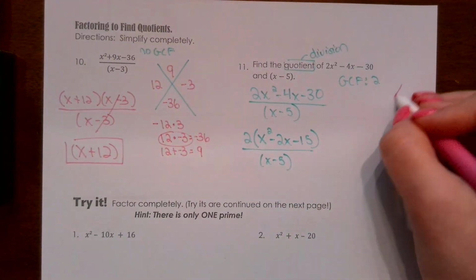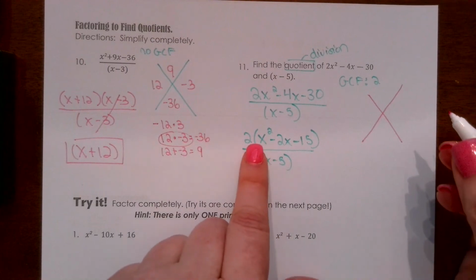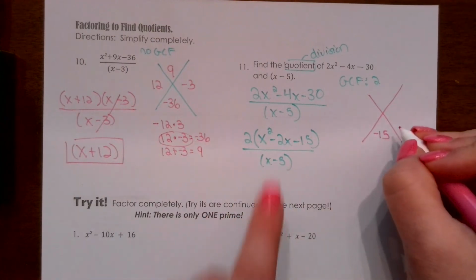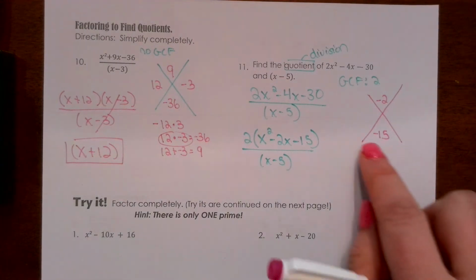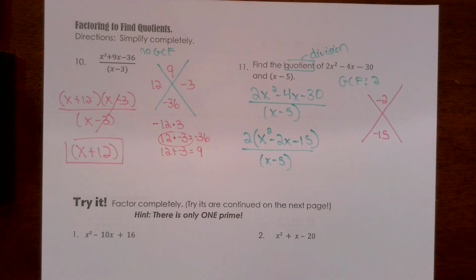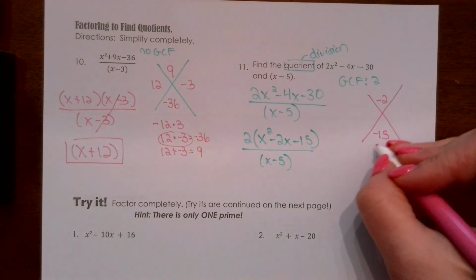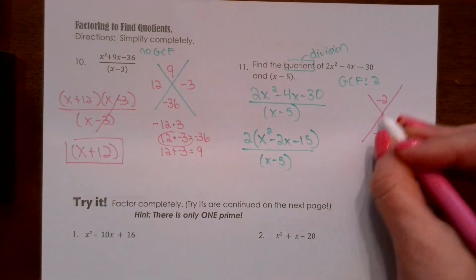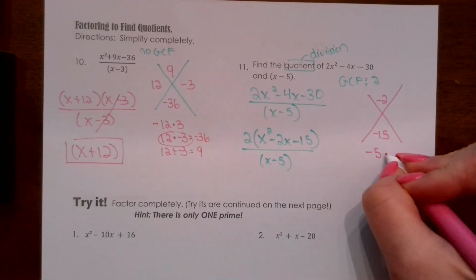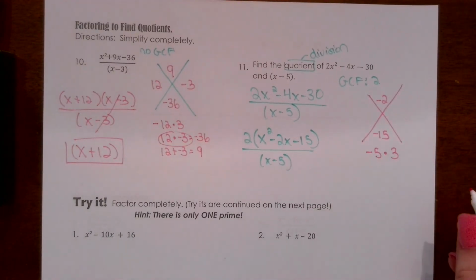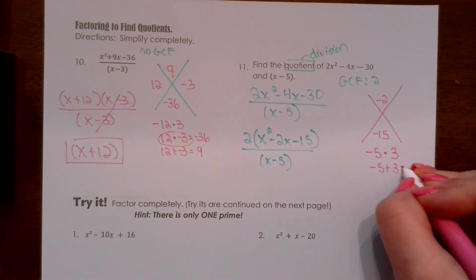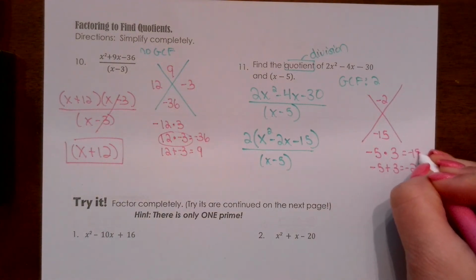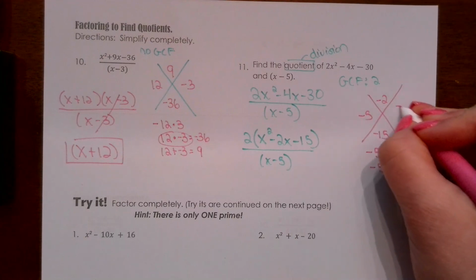Now, if we draw our nice big happy x, I've got 1 times negative 15, and I've got a negative 2. Thinking about my factors here, and I know that 5 times 3 equals 15, but I need it to be negative, I'm going to have my 5 be the negative, because I want my answer when I add them to be negative 2. So I want negative 5 and 3.